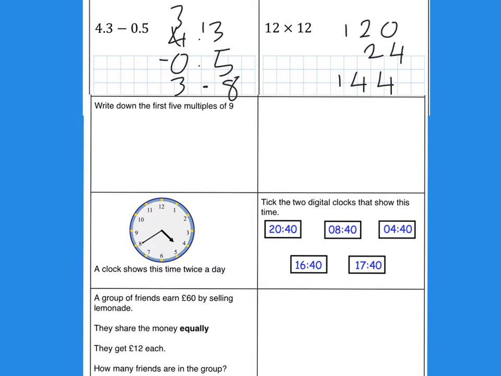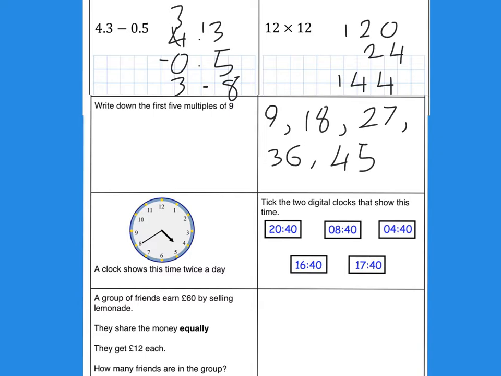Write down the first 5 multiples of 9. So you have 9, 18, 27, 36, 45. Okay, the next question.